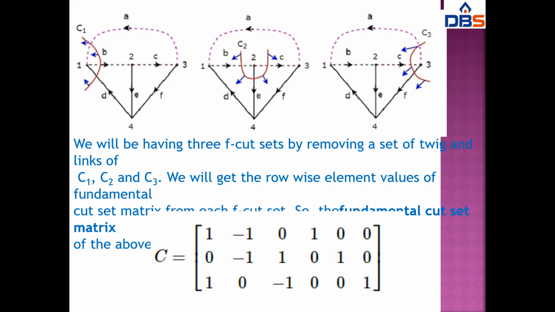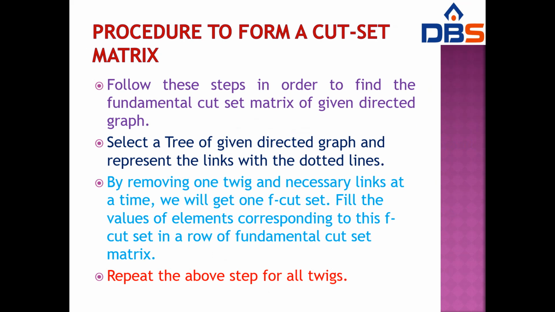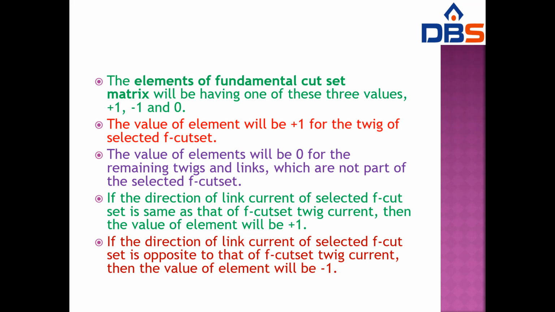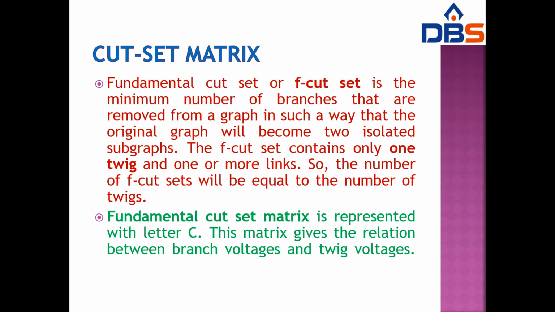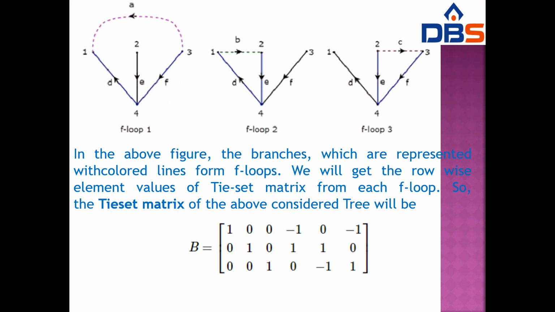For the tie-set also, when you observe, the last columns, that means whatever links you have taken, will be a unit matrix. So when you observe this, what are the links? A and B and C. So A, B, C: 1 0 0, 0 1 0, 0 0 1.